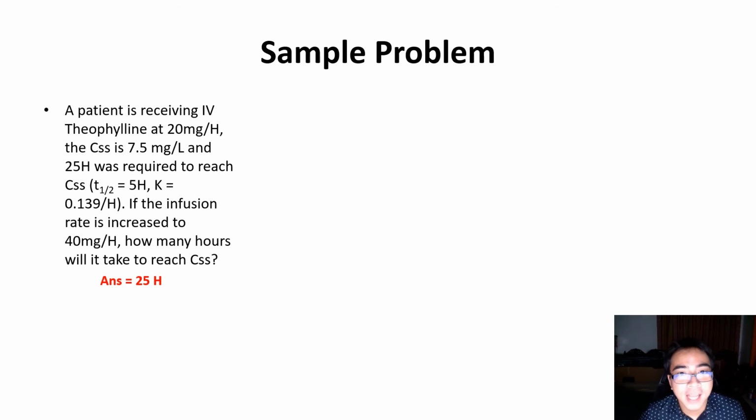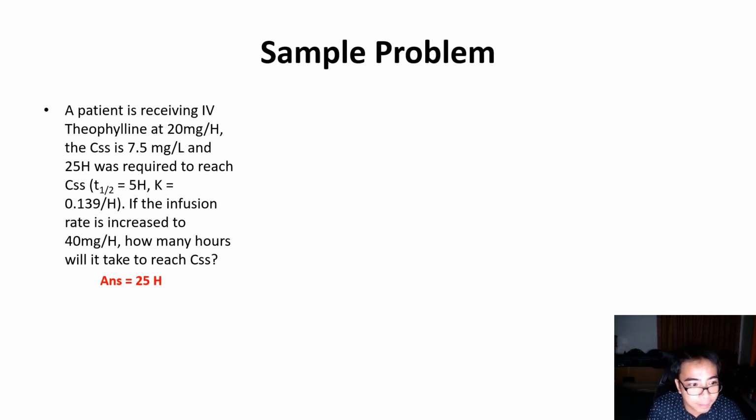Okay. So now, class, let's proceed to the next problem. A patient is receiving IV theophylline at 20 milligrams per hour. The Css is 7.5 milligrams per liter and 25 hours was required to reach Css. Half-life equals 5 hours. K is 0.139 per hour. Now, if the infusion rate is increased to 40 milligrams per hour, how many hours will it take to reach Css? Now, class, looking at this problem, ano ba ang tanong?